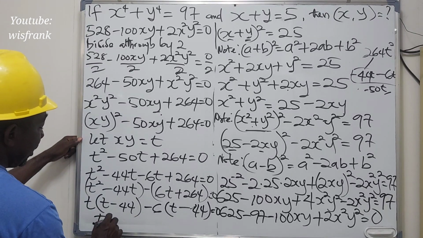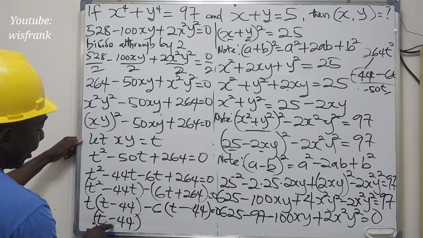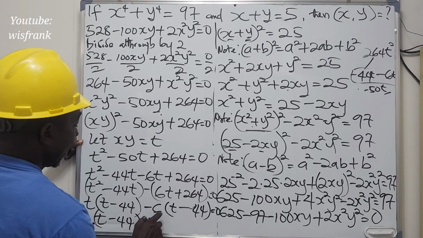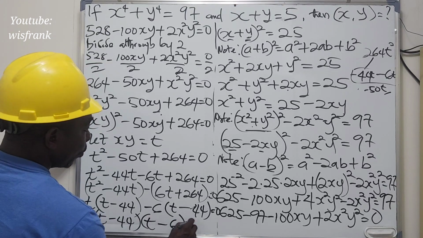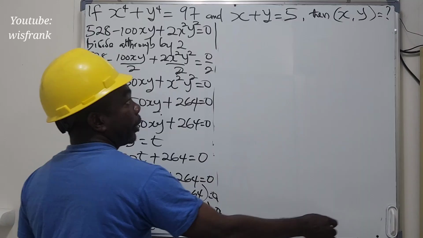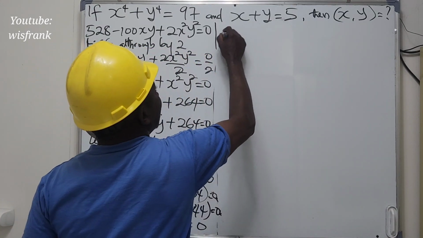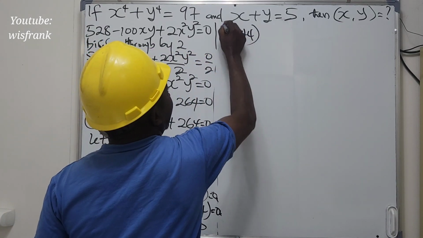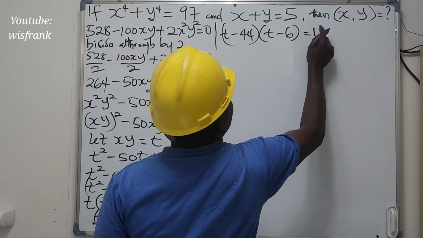So we have t minus 44 into, when we divide the whole of here by here it will give us t, and when we divide the whole of here by here it will give us minus 6, all equals 0. So this is what we have. We can move over to this other side by cleaning this. So from here we have our t minus 44 into t minus 6 all equals 0.